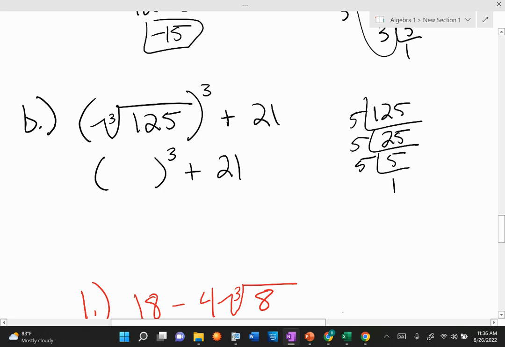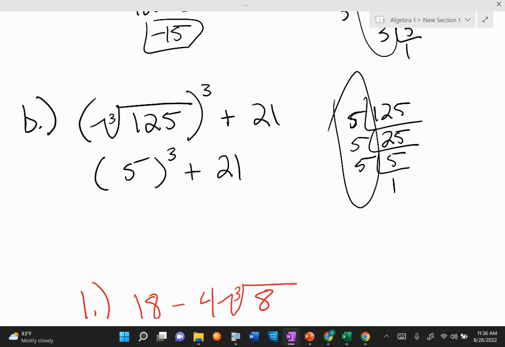My pen keeps running out of ink. Okay, so we have a group of 5s. We'll put the 5 back in here. Now what do we need to do? 5 to the power of 3, which is 125. Almost feels like you walked in a circle. Okay. What is 125 plus 21? 146. Okay.